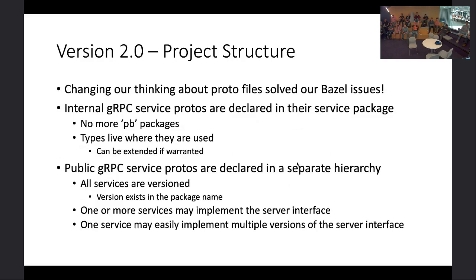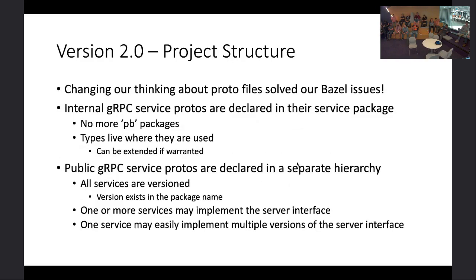For public gRPC services, we've kept the idea of a separate directory hierarchy, but we use it to match up to the API that we're exposing. We actually learned after the fact that we conform very similarly to the Google Cloud API recommendation for package definition, where you have the service, then V1, V2, V3, V4, whatever, and then the service implementation proto underneath each of those version directories.